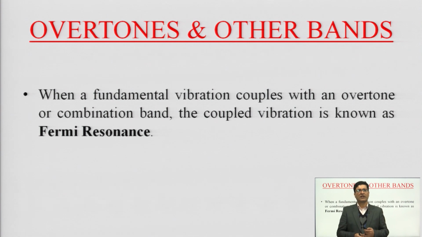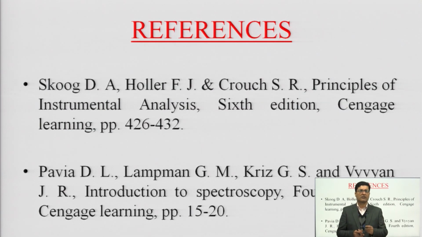When a fundamental vibration couples with any overtone or combination band, then the coupled vibration is known as a Fermi resonance. We will come to this Fermi resonance later, when we discuss the factors affecting the vibrational frequency in the next class. For today's discussion, we are just focusing on the different types of natural frequencies or vibrational bands. Here are some references that you can use for studying IR spectroscopy.